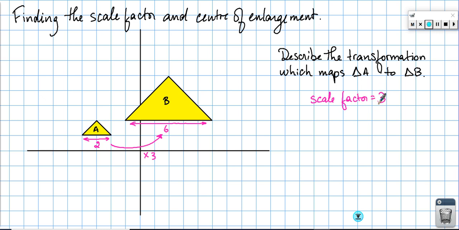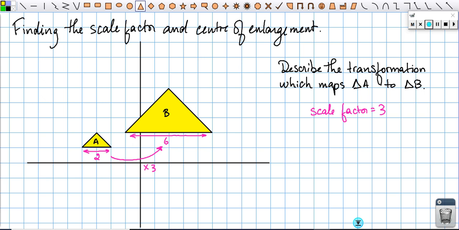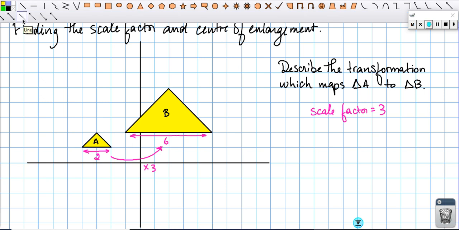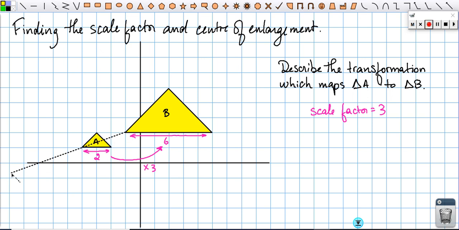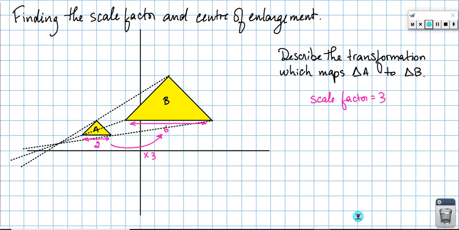Now, what is the center of enlargement? What do we need to do? So, we're going to take up our rulers. I'm going to take a shortcut. And we're going to find 2 corresponding vertices and draw a line. I'm going to find another 2 corresponding vertices and draw another line and do the same with the last vertex. Note that all 3 have met at the same point. Alright, so this is the center of enlargement.